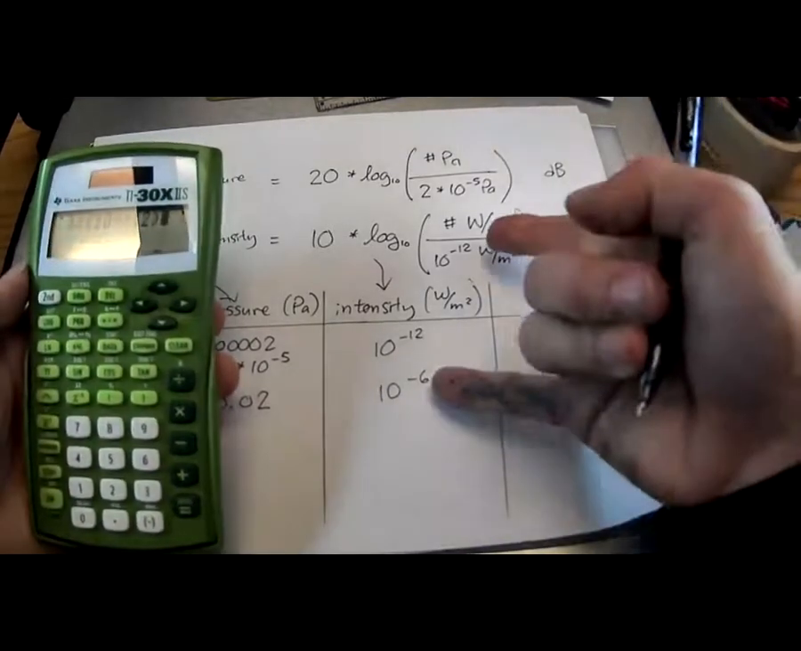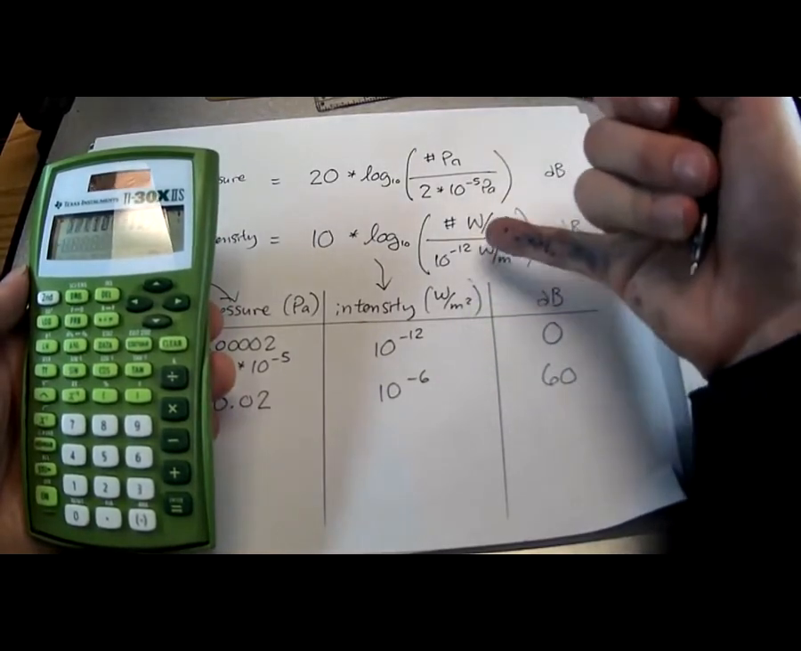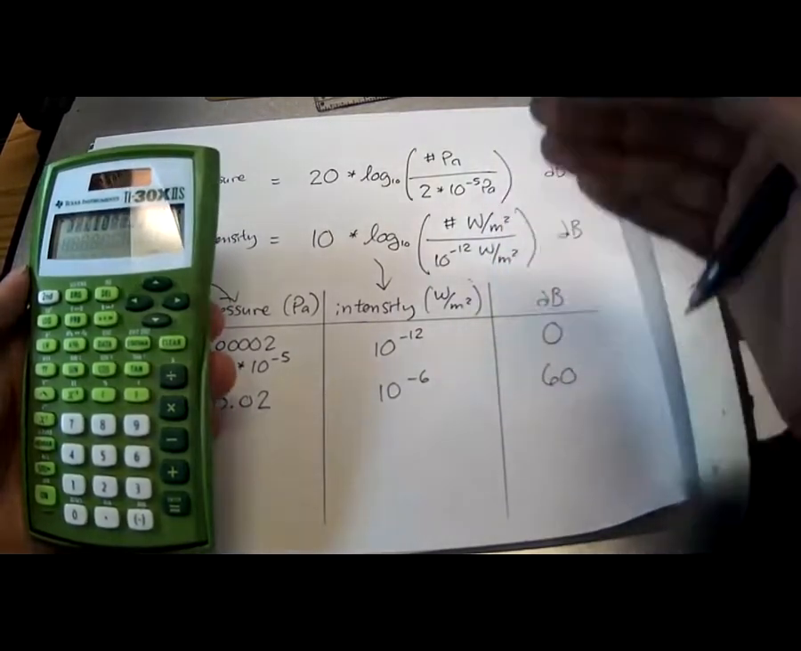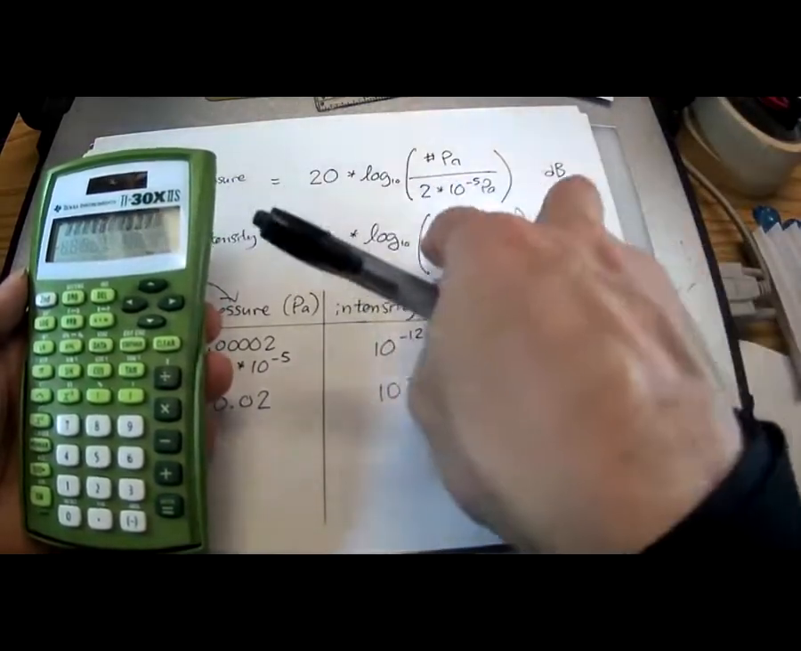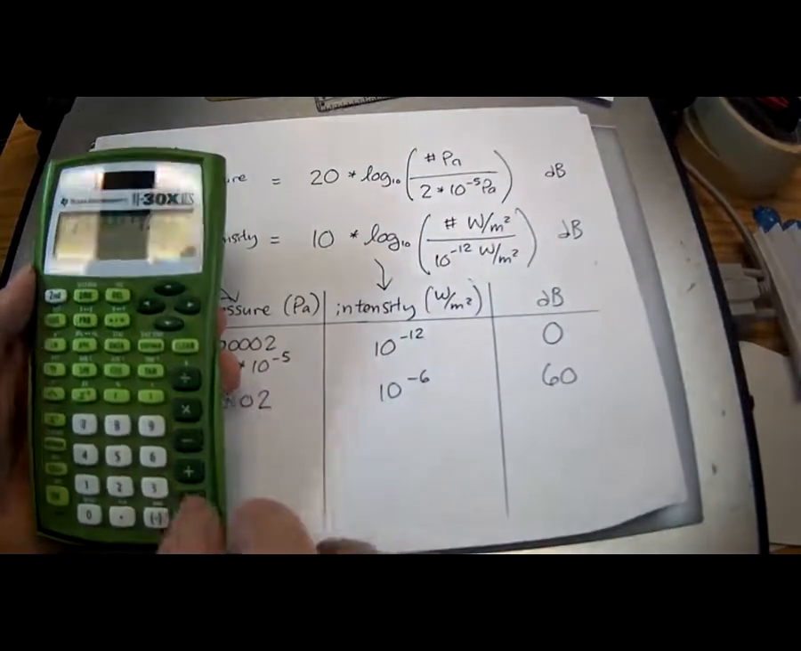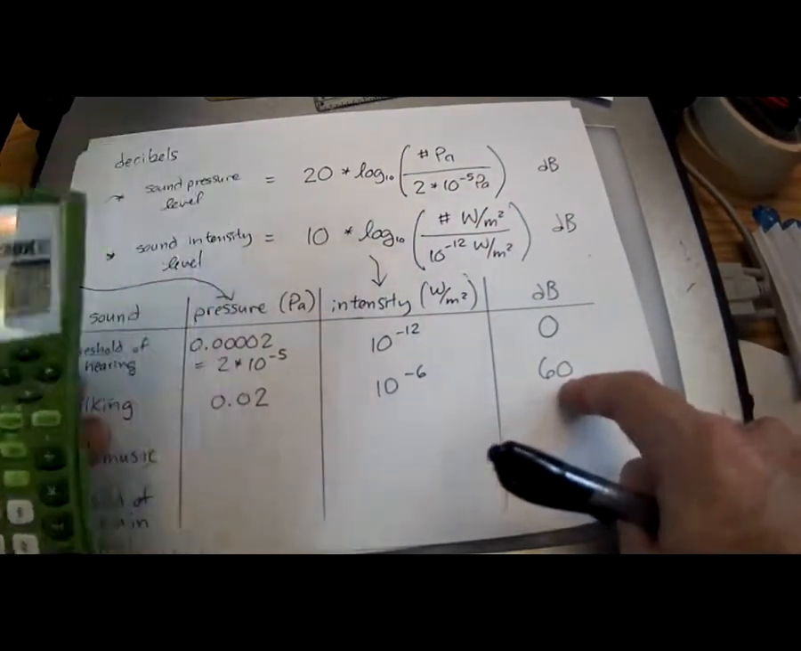You guys see that's going to be 6 orders of magnitude. 10 to the negative 6 compared to 10 to the negative 12. That's like 6 orders of magnitude, right? Log base 10 of that tells you 6, and then times 10 gives you, oh, also 60 decibels, right? 6 times 10, right? 6 orders of magnitude.